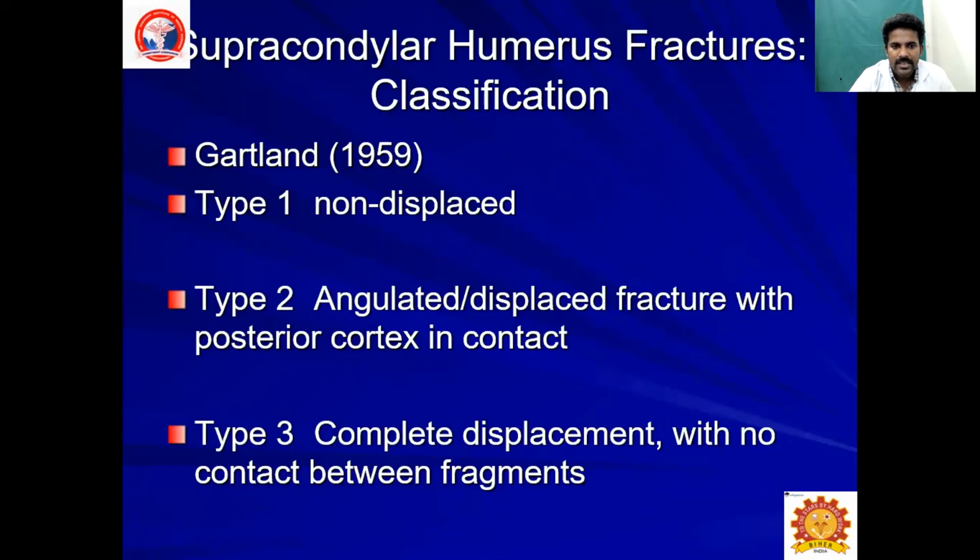Supracondylar humerus fracture classification. Gartland's classification is very simple: type 1, type 2, type 3. Type 1 is non-displaced. Type 2 is an angulated, displaced fracture with the posterior cortex intact. That is, only one part of the cortex, the anterior cortex, is breached or broken. The posterior cortex is intact. Complete displacement with no contact in between is type 3. The proximal and distal fragments are two separate units. There is no continuity in between.